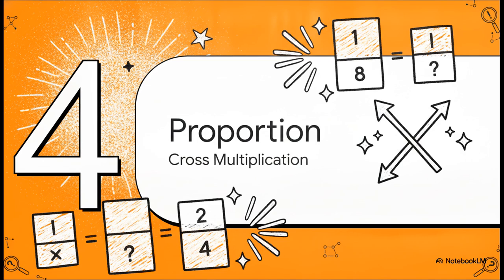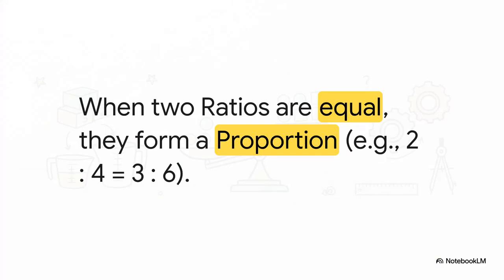All right, buckle up for section 4, proportion and cross-multiplication. This is where things get really cool. So, we've mastered the single ratio, but what happens when two totally different-looking ratios actually turn out to be exactly the same? Well, if we have 2 is to 4 on one side and 3 is to 6 on the other, when two equal ratios sit side by side like this, that right there forms a proportion. Even though the numbers themselves look totally different, the relationship between 2 and 4 is the exact same as 3 and 6. Both sides are basically just telling us 1/2.